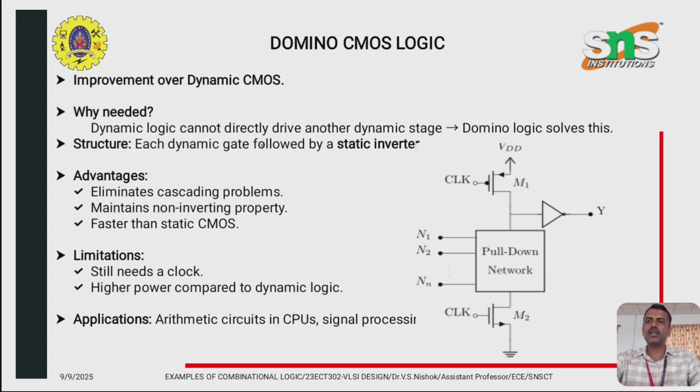Then coming to the domino logic, it improves over dynamic CMOS. When dynamic CMOS is connected in cascaded mode, it provides faulty outputs, which is overcome here with the help of the domino logic, where the output is connected along with a static CMOS inverter. This is much needed compared to the dynamic logic. Its advantages are that it eliminates cascading problems, maintains the non-inverting property, and is faster than static CMOS. It is especially used in arithmetic circuits in CPUs, signal processing units, etc.